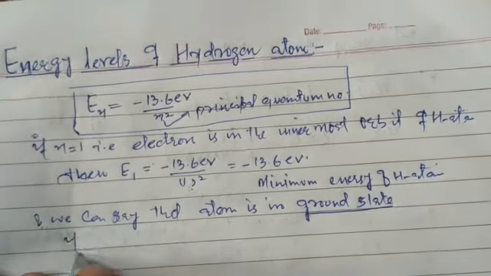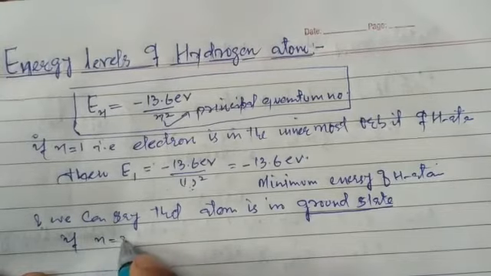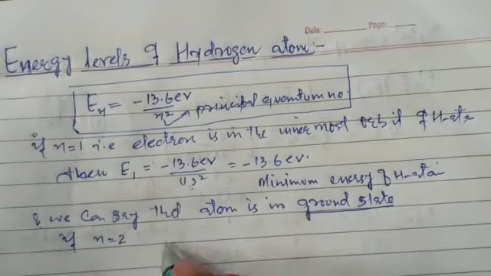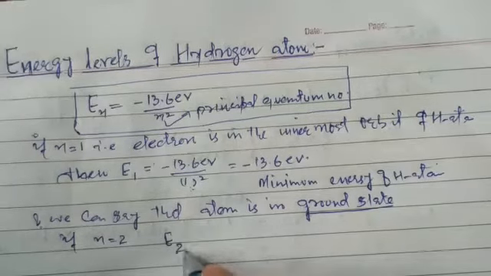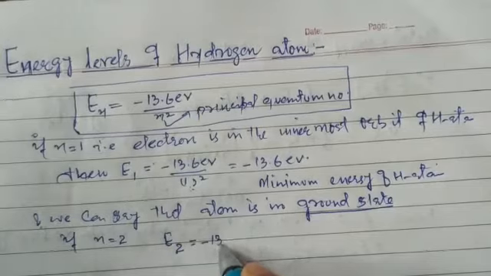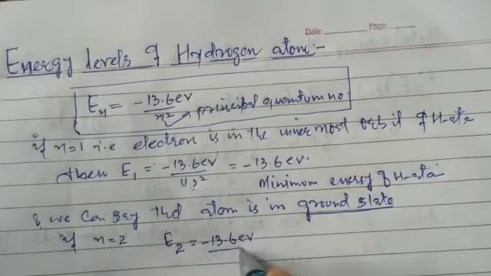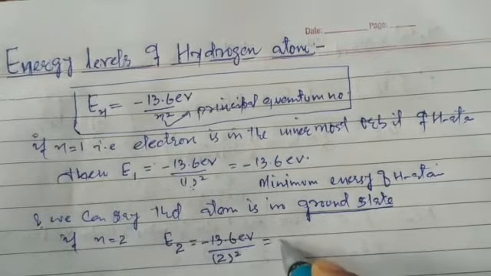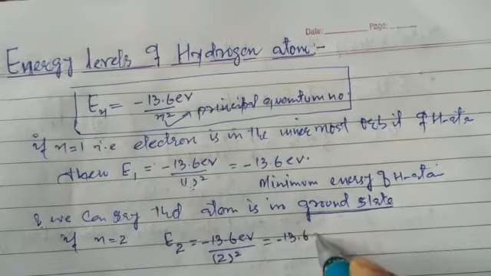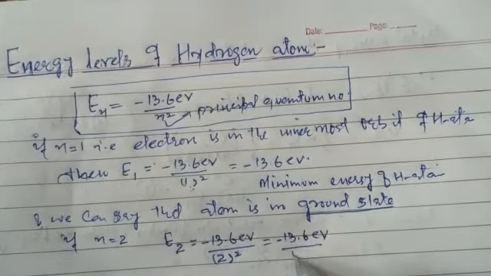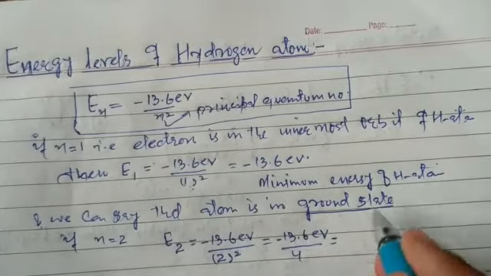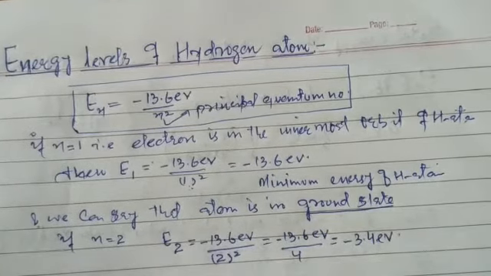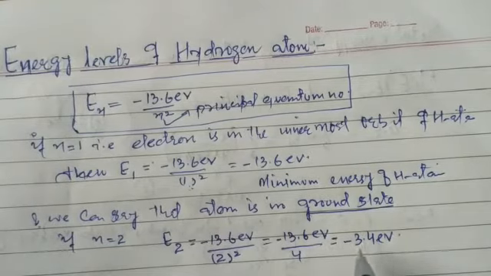Now if n equals 2, that is, the electron is in the second orbit, then E2 equals minus 13.6 electron volt divided by 2 square, which is minus 13.6 electron volt divided by 4, and it comes out to be minus 3.4 electron volt. So this is the energy associated.